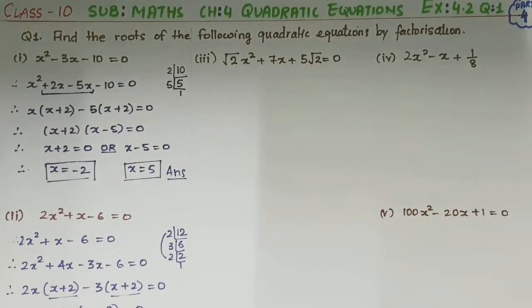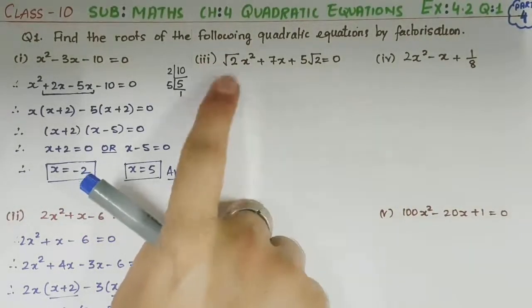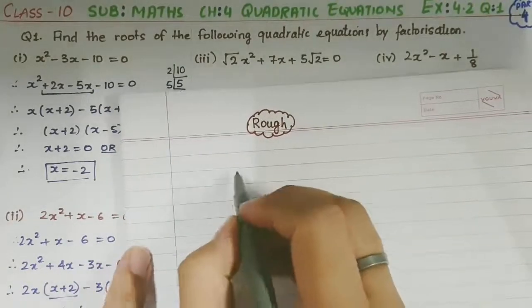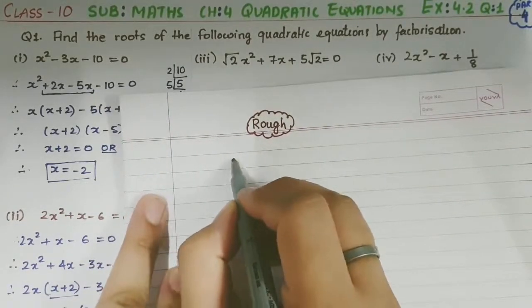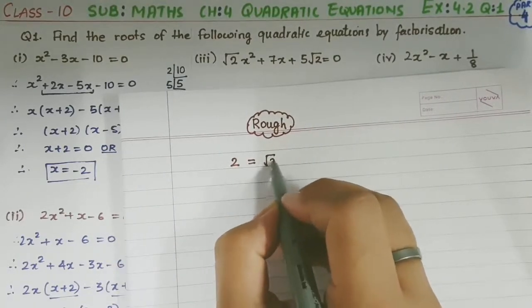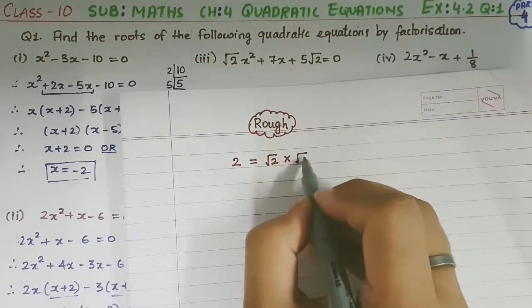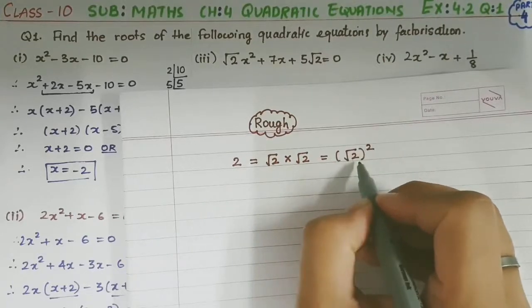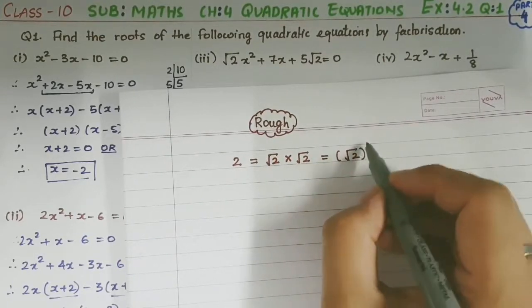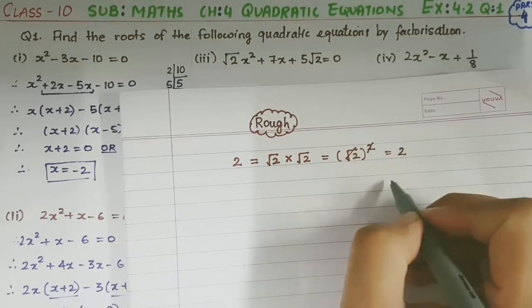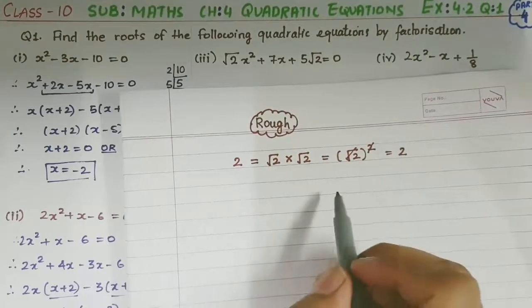Now before we start solving question number 3, we need to understand the rules of root. Okay, so I'll be explaining you that first. For example, if I want to write down 2 in terms of root, I can write root 2 multiplied by root 2, because this can further be written as root 2 the whole square. And we know that this square and this root will cancel out and we'll get 2 again.